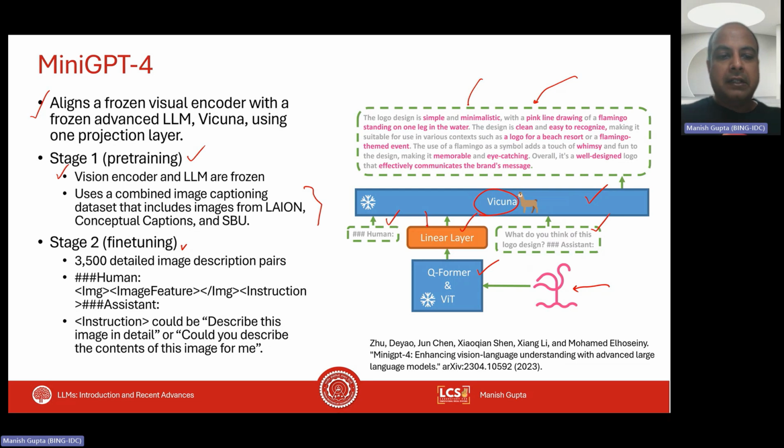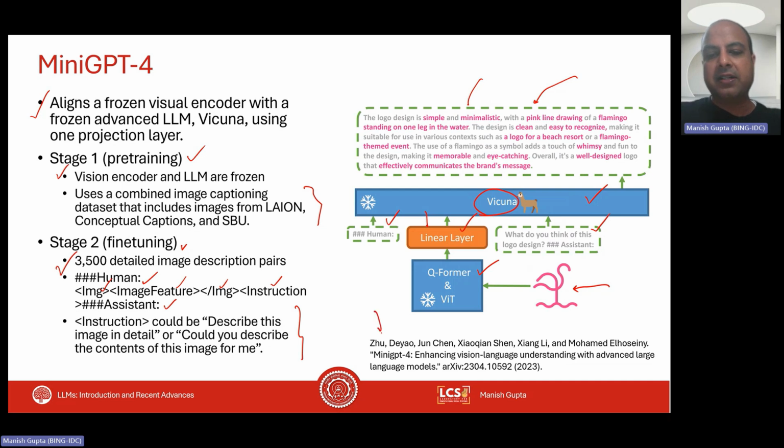The fine-tuning part is also more rigorous compared to the LLaVA framework, where you fine-tune using instruction tuning data, 3,500 specially curated detailed image description pairs. And the input format I already talked about. You give it as #human, then the image features, the IMG token, image features, end of IMG token, and the instruction, and then the assistant response. They try 2 different instructions for the results they show in the paper, like "describe this image in detail" or "could you describe the contents of the image," and so on.